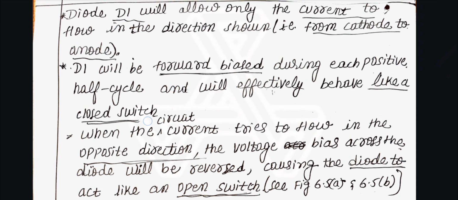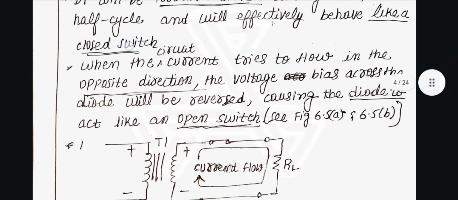Explanation. Diode D1 will allow the current to flow only in the direction shown, from anode to cathode. D1 will be forward biased during each positive half cycle and will effectively behave like a closed switch. When current tries to flow in the opposite direction, the voltage bias across the diode will be reversed, causing the diode to act as an open switch. Half-wave rectifier, current flow, no current flow.